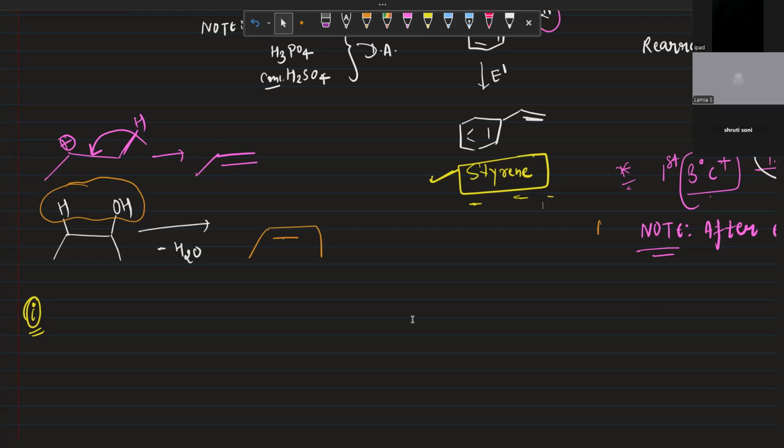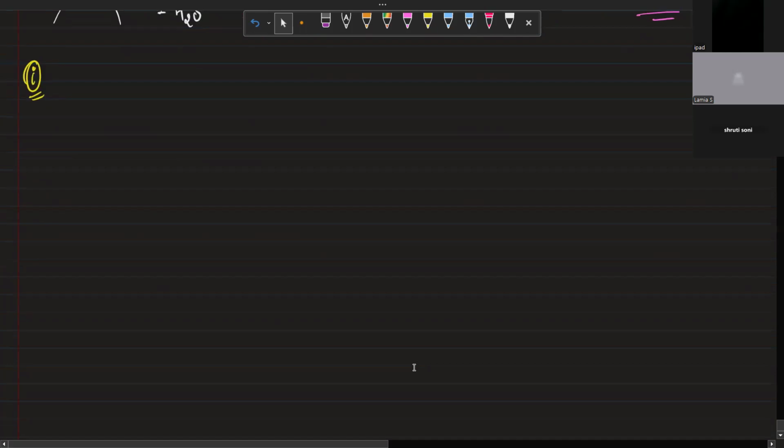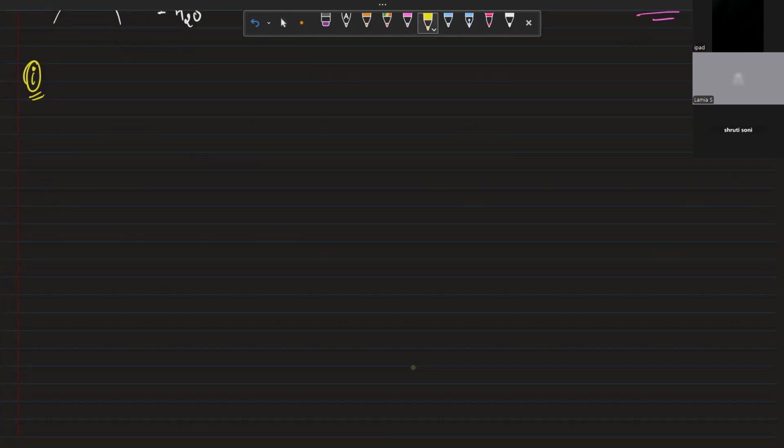Okay. Now let's move to the question, that is this one, with one OH over here and here. This is the reaction: POCl3 and pyridine. Now this reaction needs to be solved. Okay. Try this one.